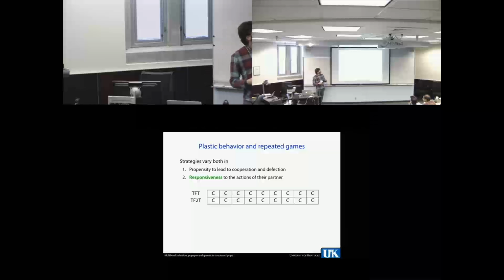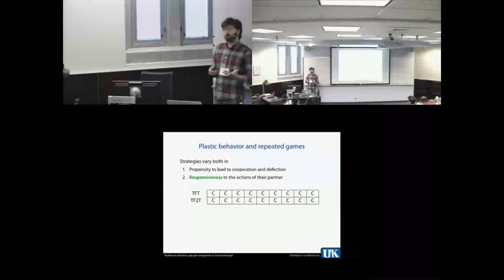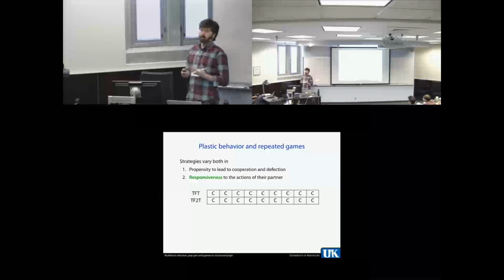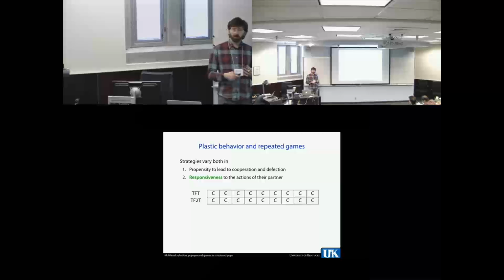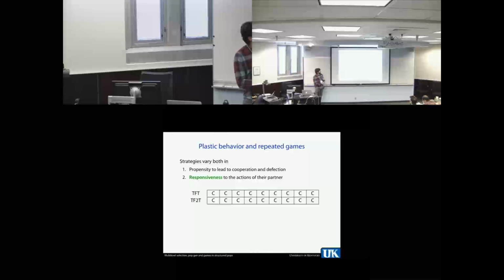So it's really this notion that these repeated strategies vary roughly along two axes. One can think of them varying along an axis where some of these repeated strategies are more likely to lead to cooperation, and other ones are more likely to lead to defection. And then some of them might be more responsive to the actions of their partner, and others might be less responsive.